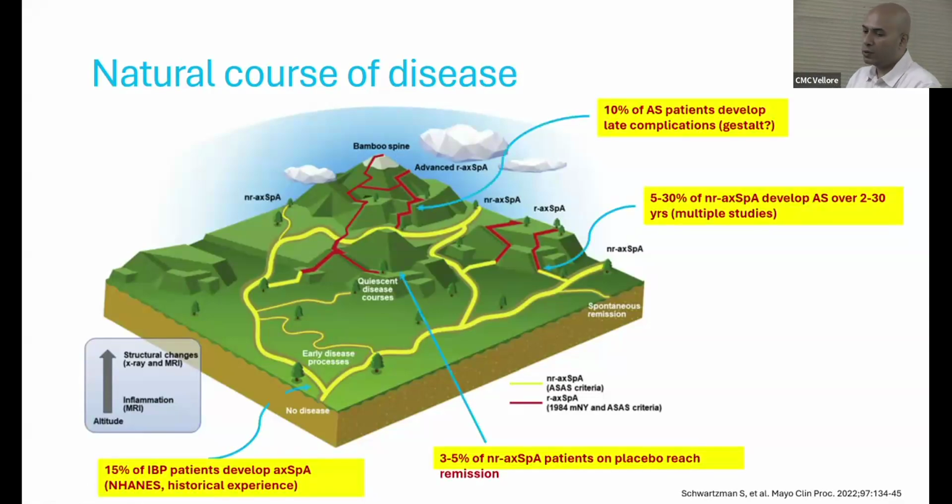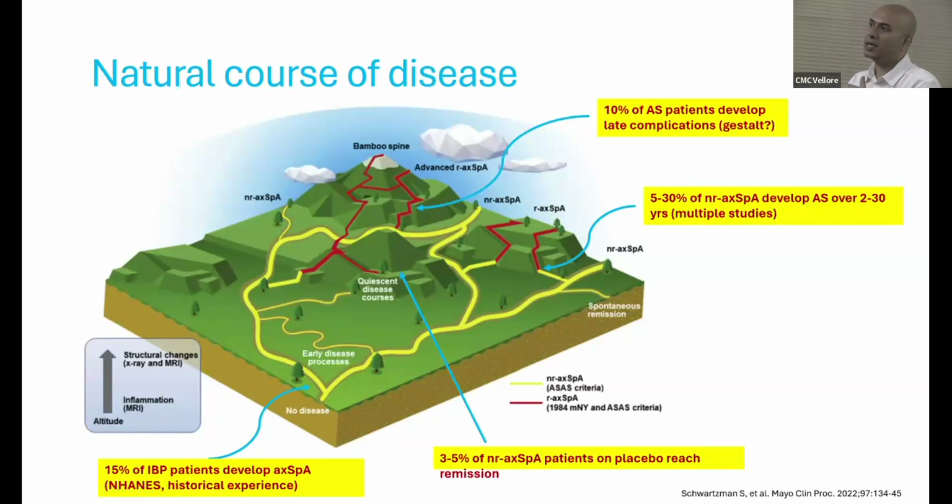We do have data, though, in which we learned that 15% of inflammatory back pain patients develop AxSpA. So you start with some inflammatory back pain, and 15% of them may develop it. And 3 to 5% of non-radiographic patients on placebo reach remission. So that's this part of it. They have some structural damage, they just get stuck. 5 to 30% of non-radiographic patients progress and develop radiographic AxSpA over the next 20 to 30 years.